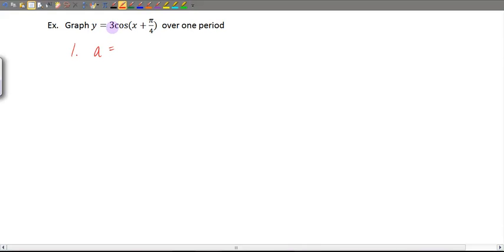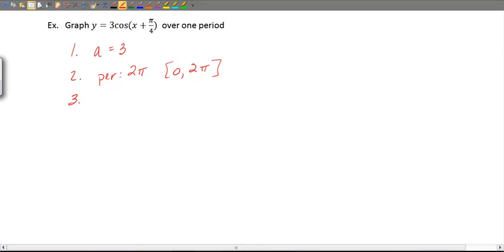The amplitude is that coefficient next to my trig function, so I know that the amplitude would be 3. The second thing I want to look at is the period. The period of this function would still be 2 pi because I know cosine is 2 pi and I know b is 1 in this case. So if I know that the period is 2 pi, then I'm looking at an interval between 0 and 2 pi.